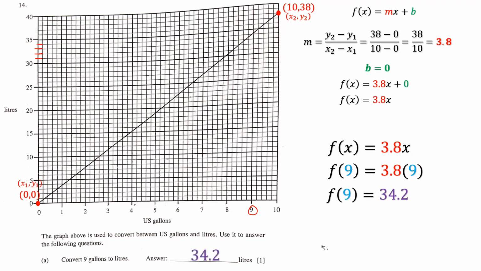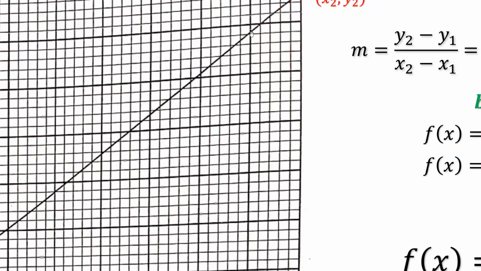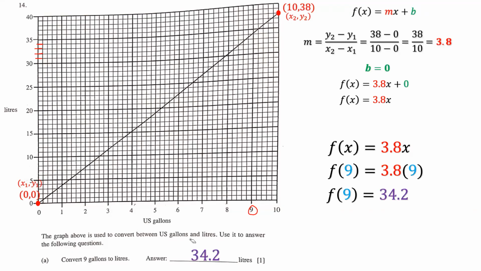3.8 times 9 is exactly 34.2. So the approximation that we had, where we said this looks like 34, that looks like 34.2, is absolutely correct. And so we verify that. The answer here is 34.2.